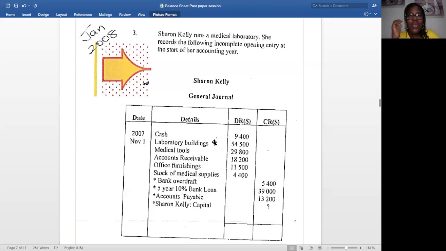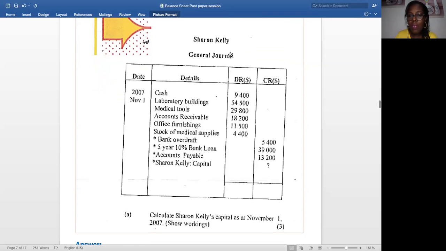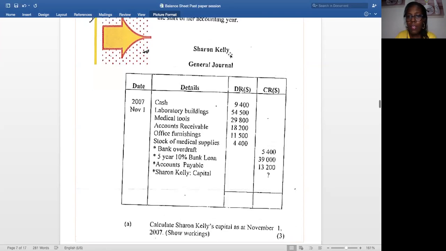So Sharon Kelly runs a medical laboratory. She records the following incomplete opening entries at the start of an accounting year. And I like to tell my students, please don't read for sport. Read and understand what it is you're reading. If you have to stop in between, ask yourself, what are they really saying there? Do that. So this is her information at the start of the year, and it's incomplete.